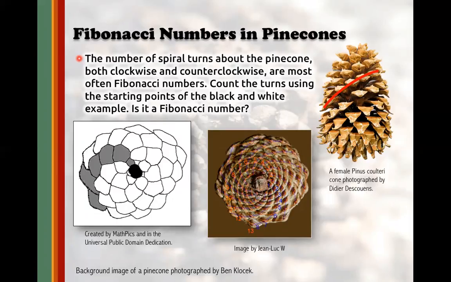So the number of spiral turns about the pine cone, both clockwise and counterclockwise, are most often Fibonacci numbers. We can count the turns using the starting points of the black and white example. Is it a Fibonacci number? So we have 1. How many turns did you count? If you counted 8, that is correct.